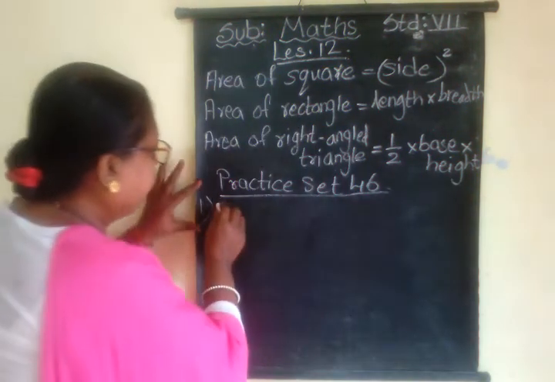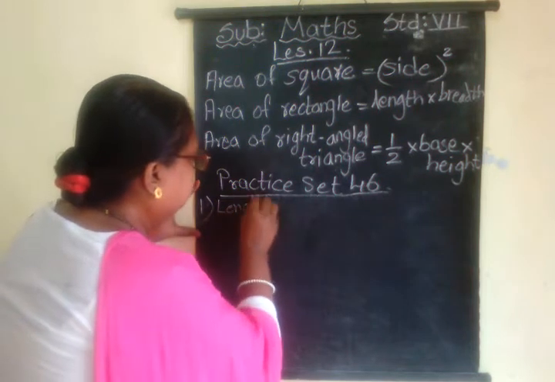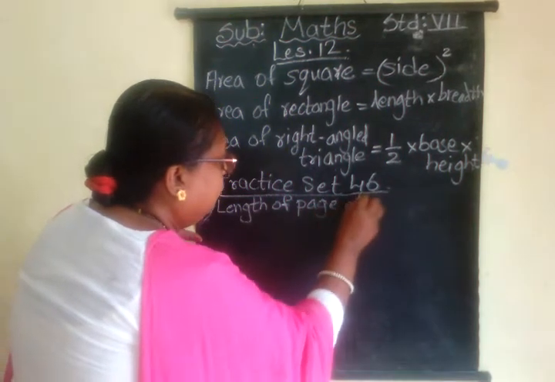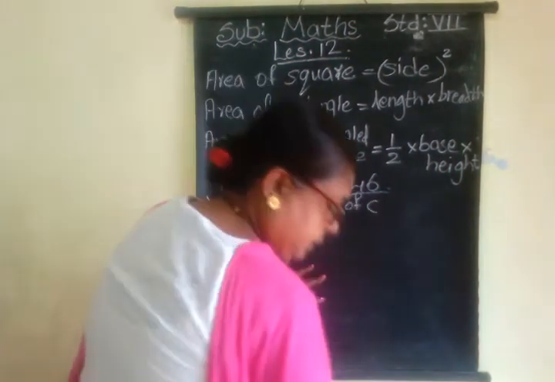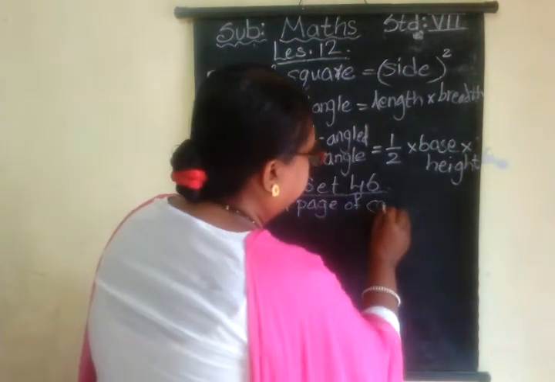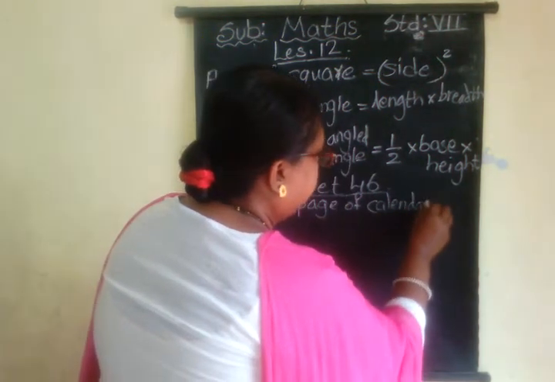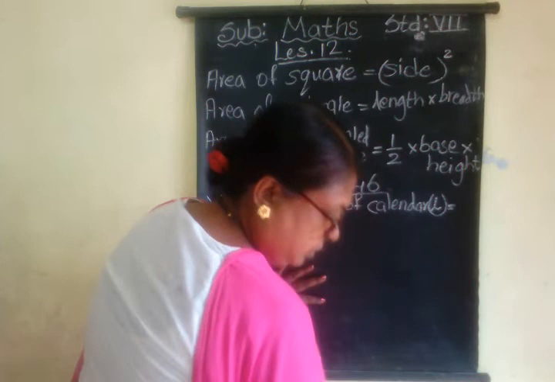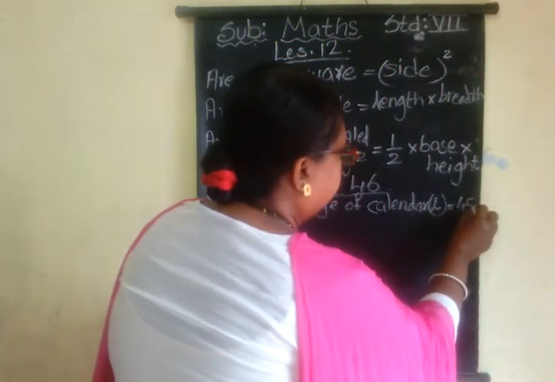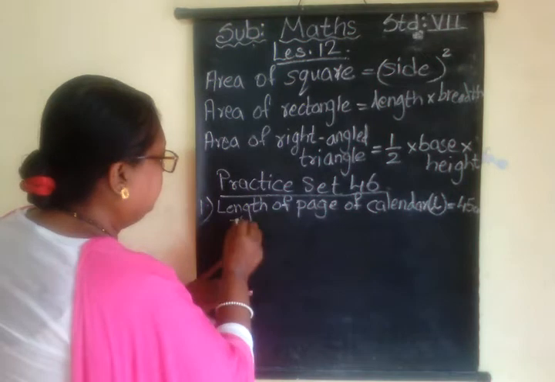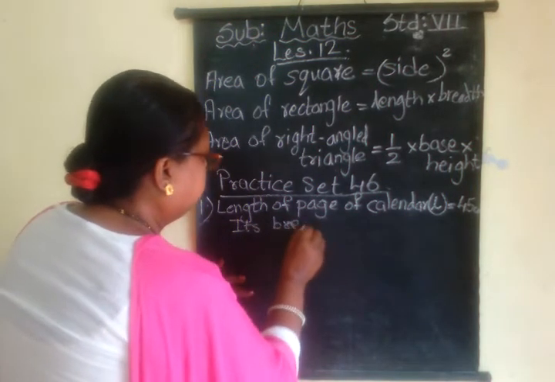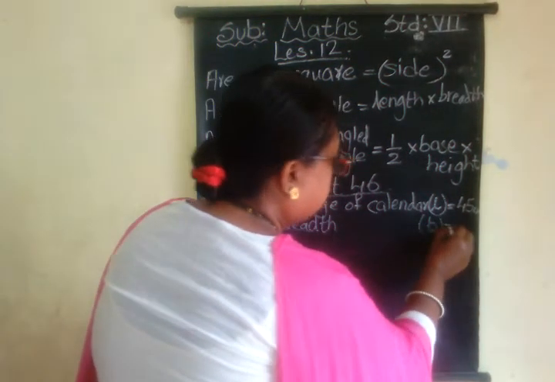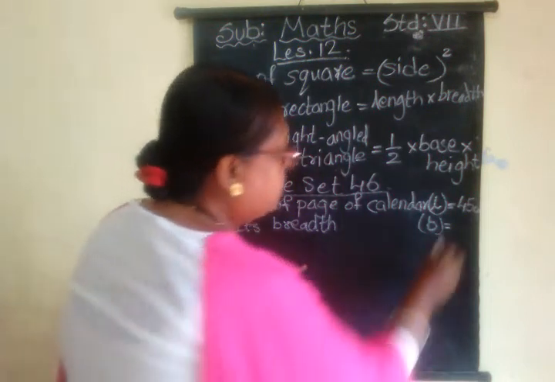So first statement, length of page of calendar, L, small l, is equal to how much? 45 centimeter. Then its breadth, wide means breadth, you can consider B equals how much? 26 centimeter.